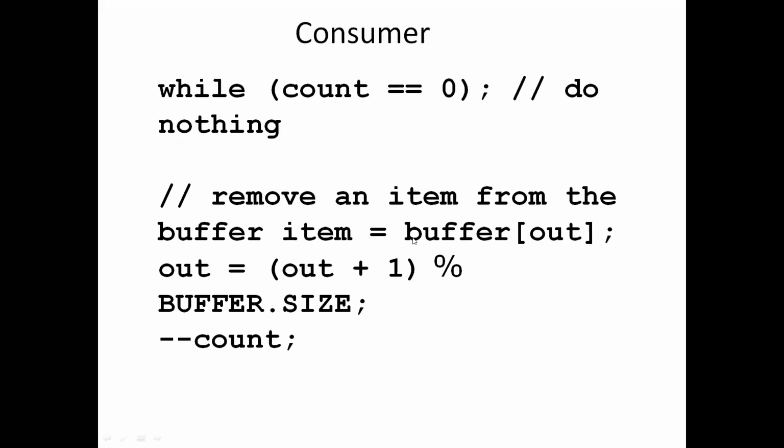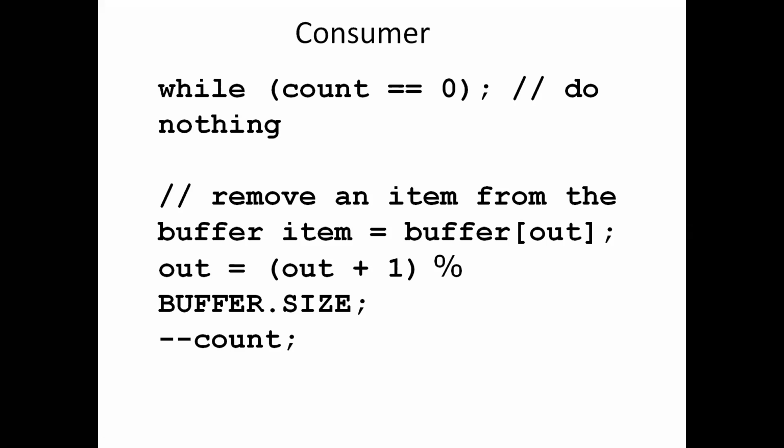Now we'll see the consumer code. Here in the consumer code, we need to check: the consumer cannot consume an item if the buffer is empty. If there are no items in the buffer, the consumer cannot consume any item from the buffer. So for that, here we are writing a condition: while count is equal to 0, do nothing. When the buffer is empty, if the queue is empty, the count value will be 0. If count is equal to 0, do nothing.